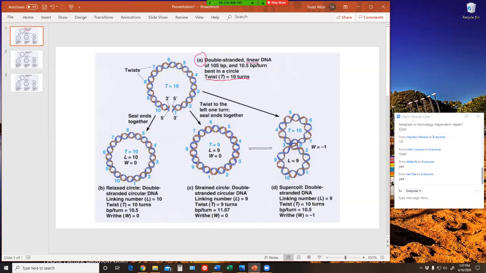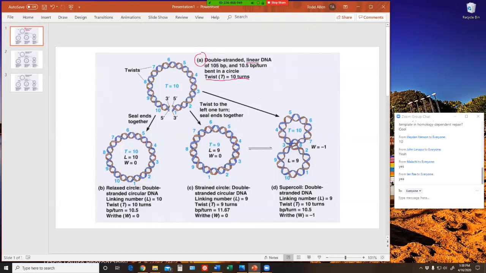The linking number for B is 10, for C is 9, and for D is 9. I'm going to explain that next. The linking number is the number of times that the two strands of the double helix cross over each other divided by 2. So let's start here at number 6 again, and we will start counting. 1, 2, 3, 4, 5, 6, 7, 8, 9, 10, 11, 12, 13, 14, 15, 16, 17, 18, 19, 20. So 20. 20 divided by 2 is in fact 10.